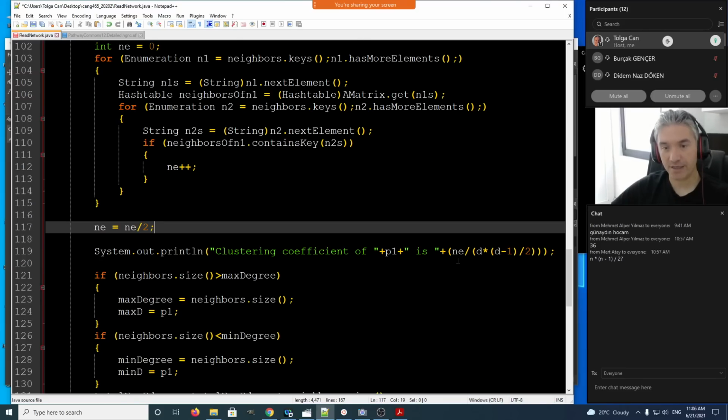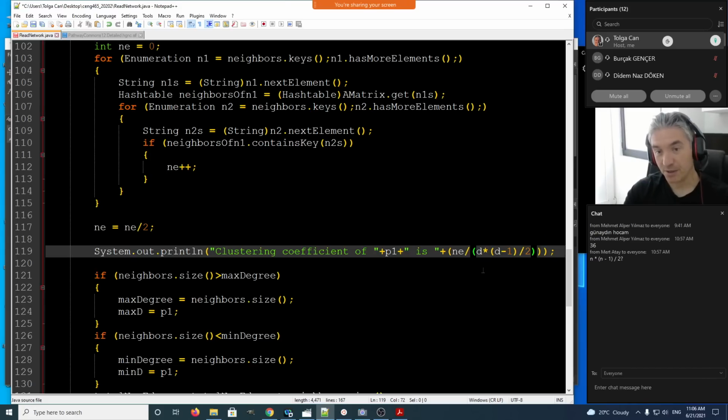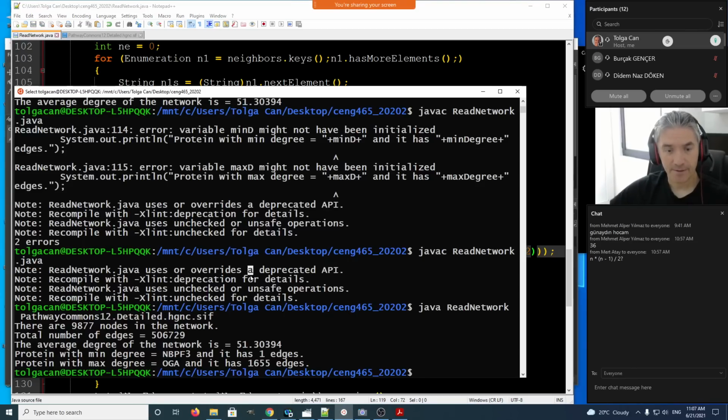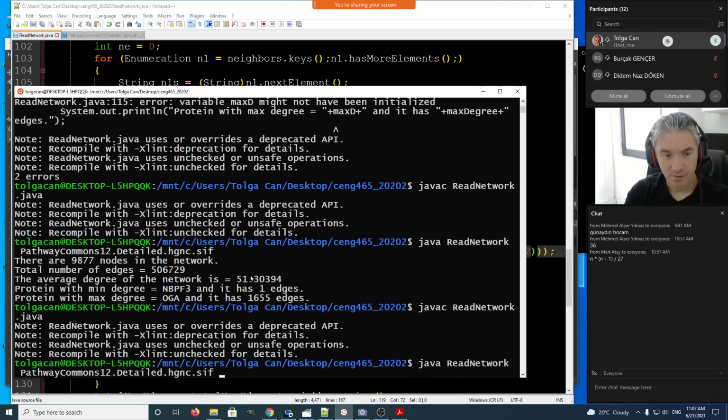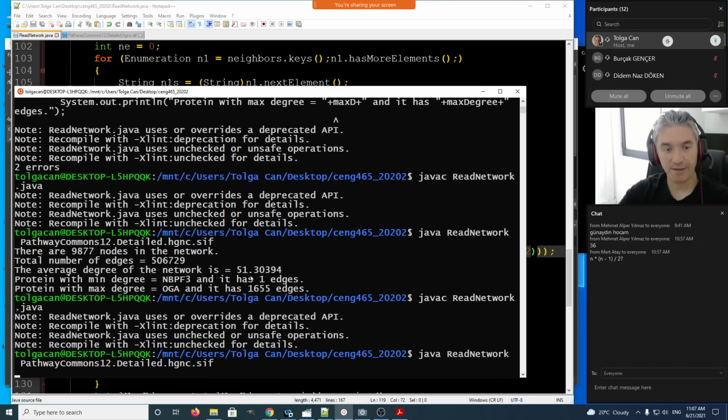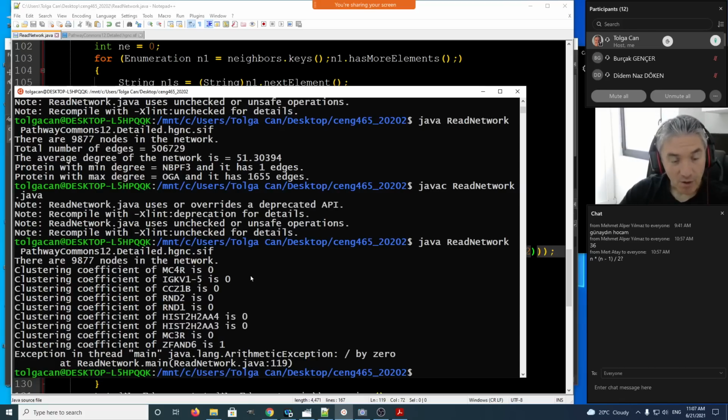And at the end, if I divide this number by the total number of possible connections between my D neighbors, this is D choose 2, I wrote here D choose 2, NE divided by D choose 2 gives me the clustering coefficient. So if we run this again, we will get a lot of lines. We will get 10,000 lines of output for each protein. Oh, let's see. Oh, division by 0.